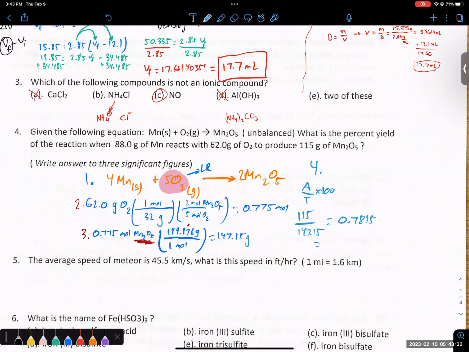Times 100. Solve that out. You will get, write your answer to 3 significant figures, so this will be 78.2%. That is our final answer.